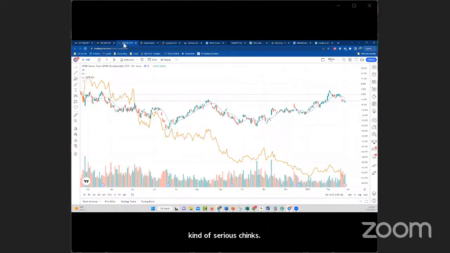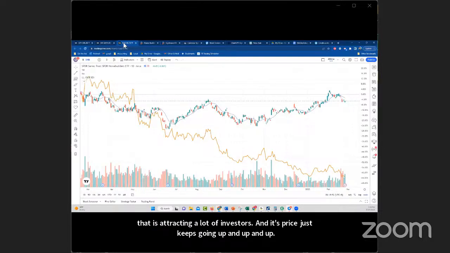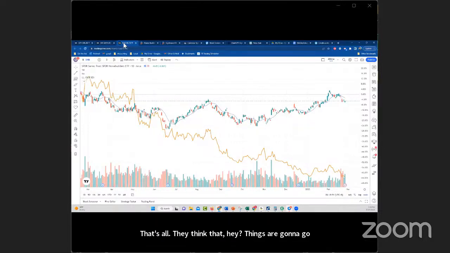So I feel like this is very important to pay attention to, because if you have a home builder in the U.S. that is attracting a lot of investors, and its price just keeps going up and up and up, that's all those investors betting on a better tomorrow economically. They think that, hey, things are going to go better for the American consumer. We've got to be there to profit from the houses that they will surely buy.